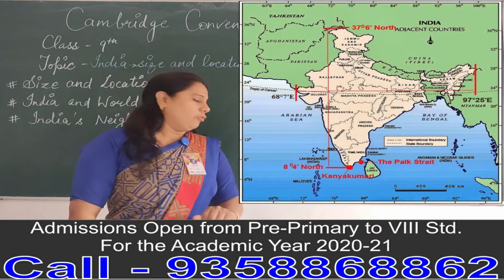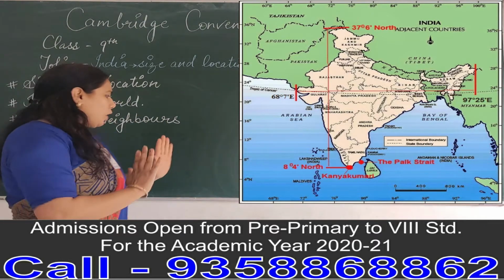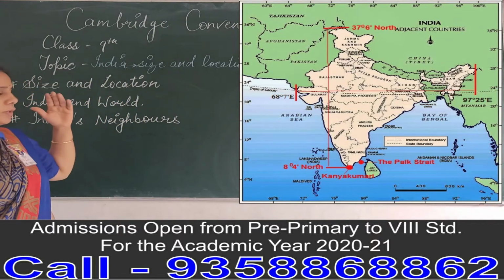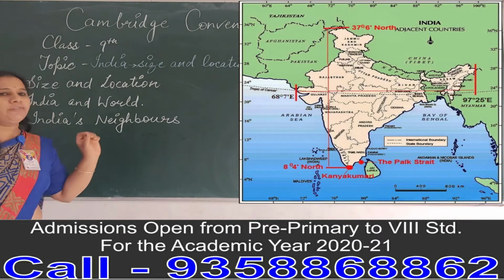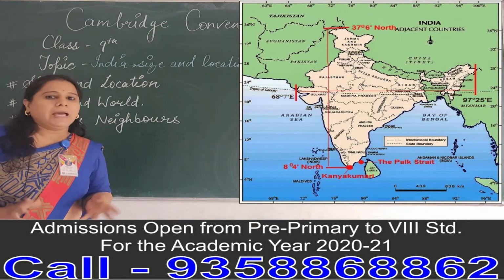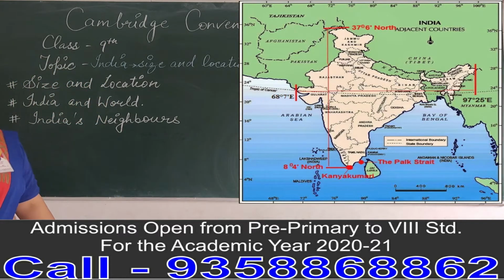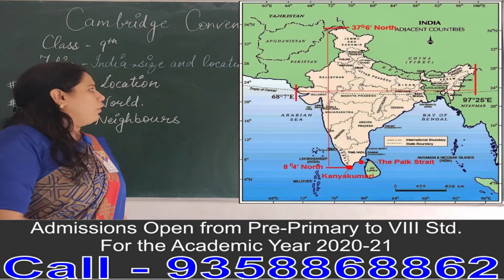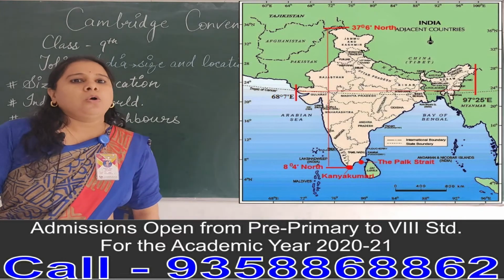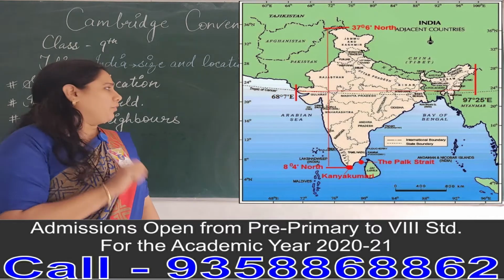which is now submerged in the ocean due to the tsunami of 2014. From west to east, India is 2933 kilometers wide. From north to south, India is 3214 kilometers in length. The total area of India is 3.28 million square kilometers, which is 2.4% of the land on earth, and it makes India the 7th largest country.